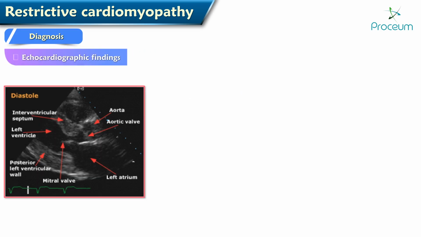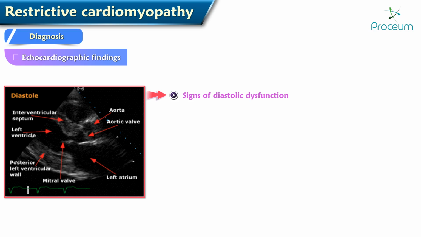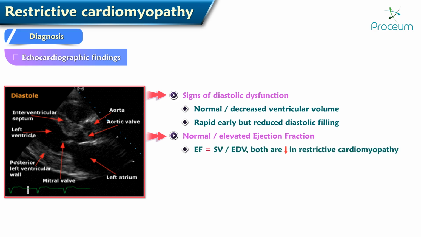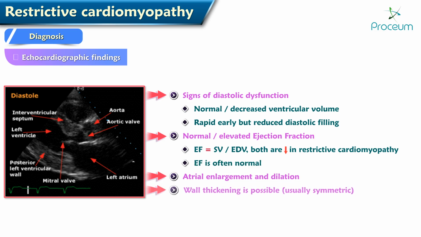Echocardiographic findings. Signs of diastolic dysfunction can be seen, such as normal or decreased ventricular volume, rapid early but reduced diastolic filling, near normal or elevated ejection fraction, since ejection fraction is determined by the ratio of the stroke volume to the end diastolic volume, which are both decreased in restrictive cardiomyopathy. The ejection fraction is often normal. Atrial enlargement and dilation and valve thickening is also possible, which can be usually symmetric in these patients.